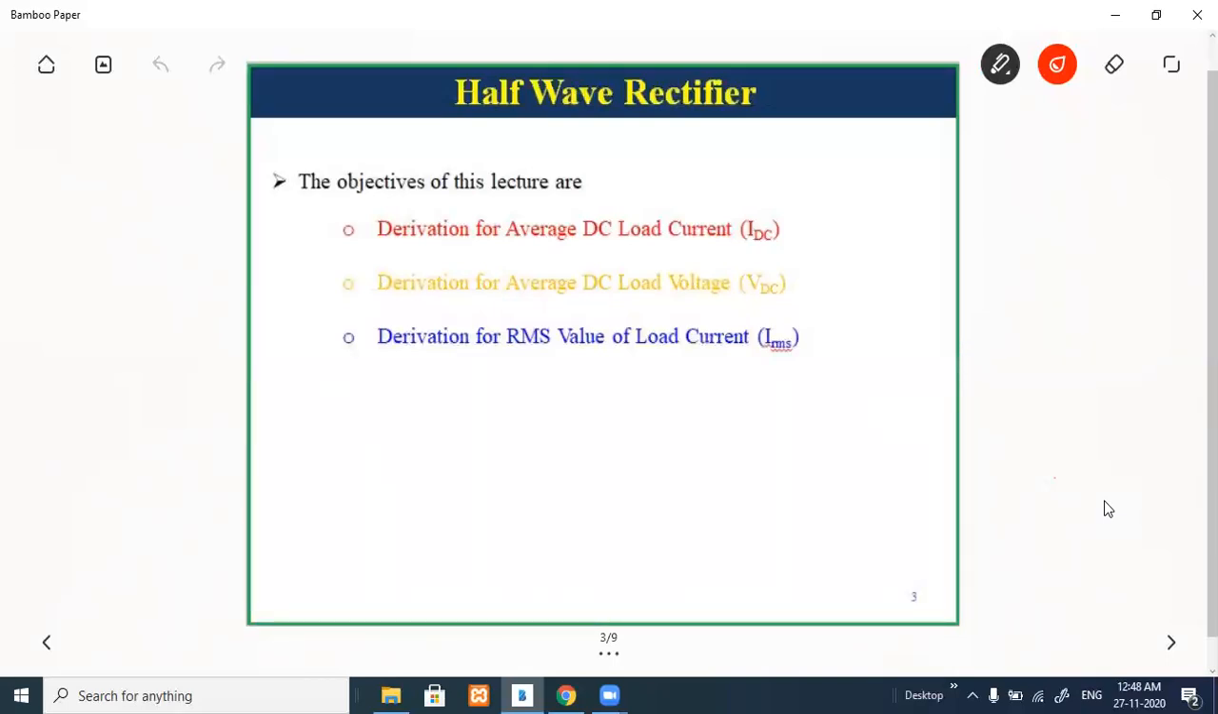Objectives. The objectives of this lecture are derivation for average DC load current IDC, derivation for average DC load voltage VDC, derivation for RMS value of load current IRMS. For each and every rectifier, there are 12 important characteristics. So in this lecture, I am trying to derive the first 3 characteristics.